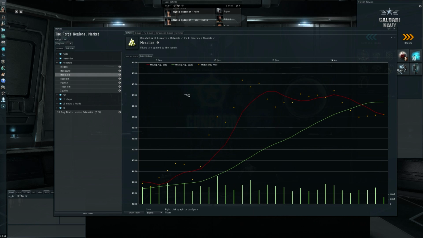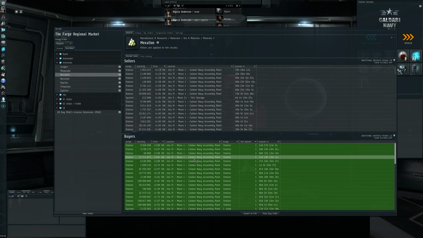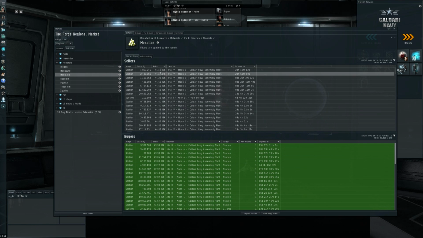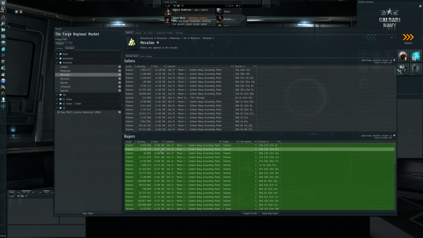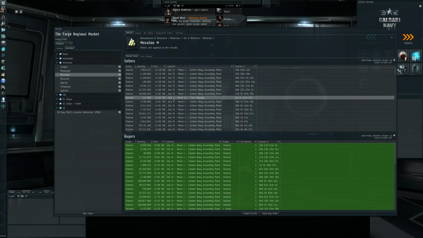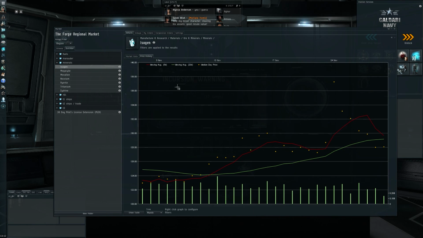So I would say that for Mexallon, here as well, the small correction that we've seen in the last 6 to 7 days might be over as well, and that we might just see some sideways movement in Mexallon for the next few days, considering that to me here supply and demand seem a lot more in balance than what we've seen in Tritanium and Pyerite, where there does seem to be a little bit more demand than supply. Let's have a look here at Isogen.